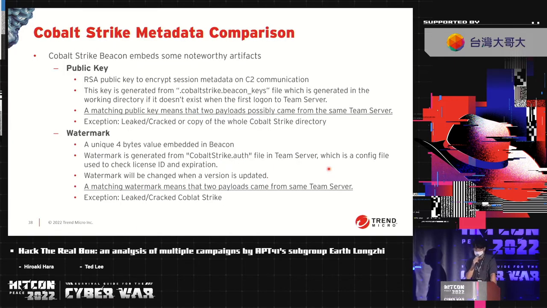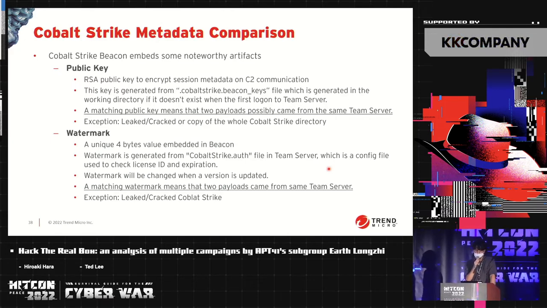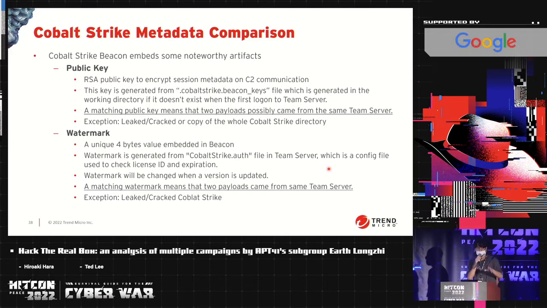And before talking about the Cobalt Strike metadata overlap, we need to understand some artifacts in Cobalt Strike. The first one is the public key. The public key is an RSA public key used to encrypt the session metadata in the C&C communication by Cobalt Strike. This key is generated from the .cobaltstrike.beacon_keys file, which is generated in the working directory if it doesn't exist when someone logs on to the team server. So the important thing is that a matching public key means that two different payloads possibly came from the same team server. But there's an exception.